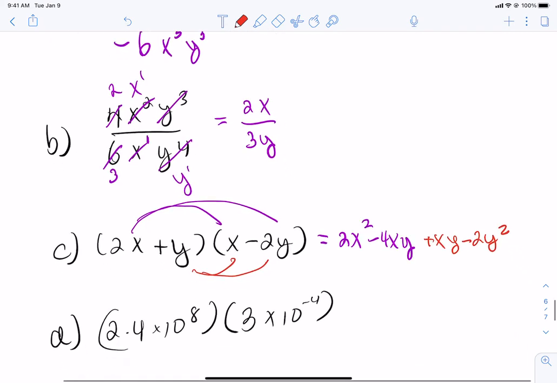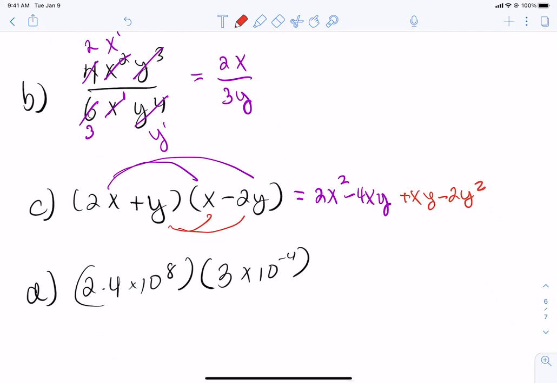Now at this spot, I always check to see, are there any like terms, and we know they're like terms if they have the same variables with the same powers. These two are both xy's. So we can keep the xy's and just add or subtract the coefficients. So what is negative 4 plus 1? Negative 3. So leave that 2x squared, then we have negative 3xy, and leave that negative 2y squared.